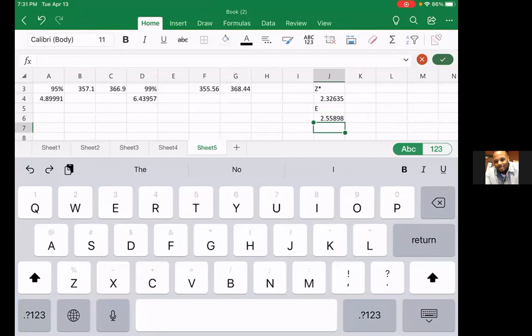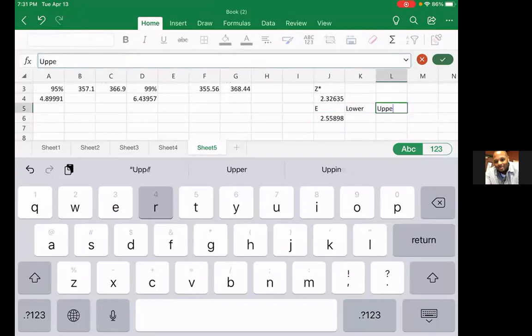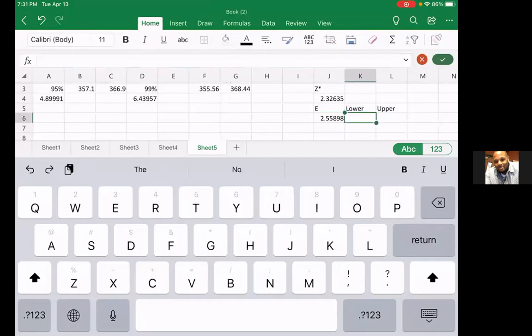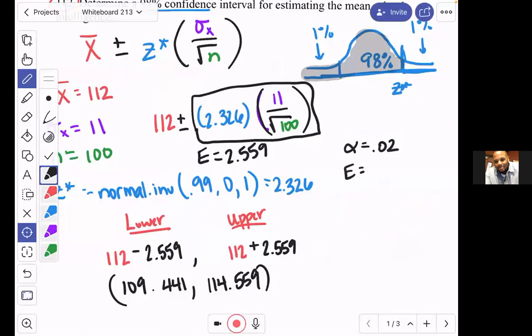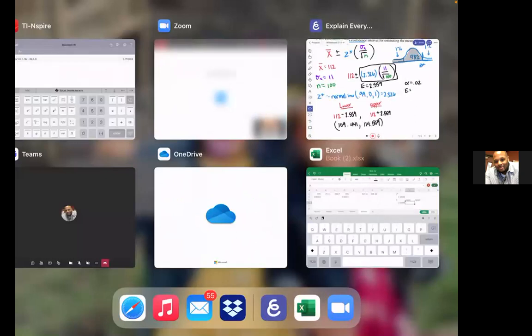I'm rounding to 3 decimals. And so now if I want the lower bound and the upper bound of this particular interval, all I do is I take my mean. And remember, our mean for this particular problem was this 112 right here. So you're going to take the mean, subtract the margin of error, and add the margin of error.